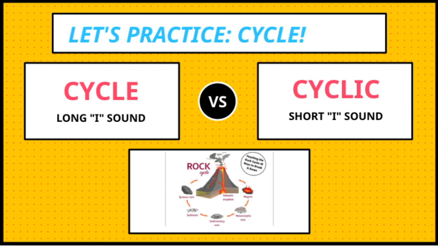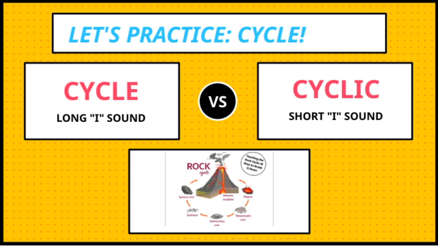Now let's look at the difference between the short I sound and the long I sound. On the left, we have the short I, which sounds quick and brief. It's like in the word bit. Then we have the long I sound on the right, which is stretched out a bit more, as in cycle. Notice how the pronunciation changes the meaning and sometimes even the spelling. This is where the concept of a cycle comes into play.